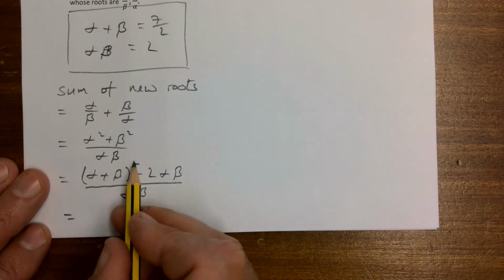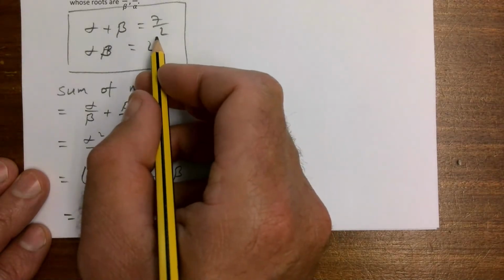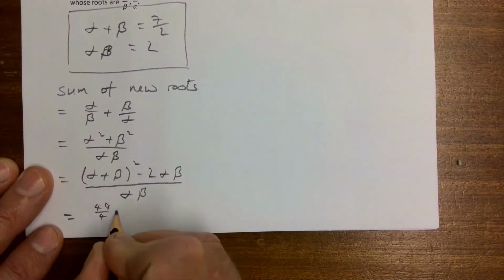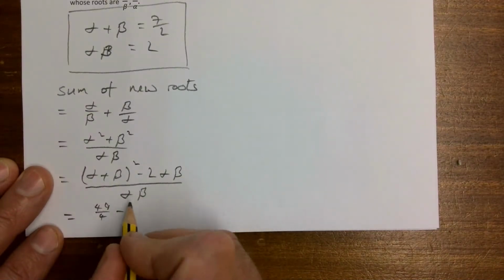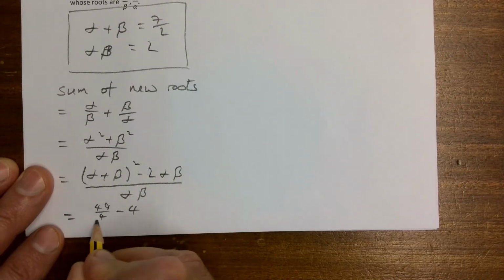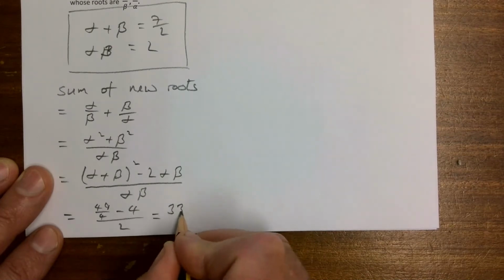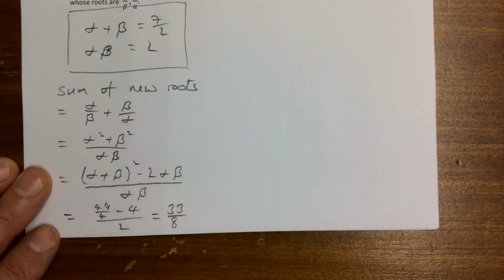Alpha plus beta squared, so it's 7 over 2 squared, so it's going to be 49 over 4. Take away 2 alpha beta, so let's take away 4, all over 2, and put it in your calculator, just do your sums and work it out. We end up then with 33 over 8.